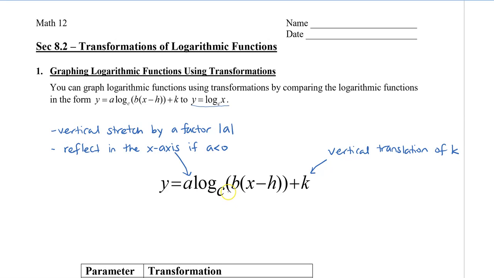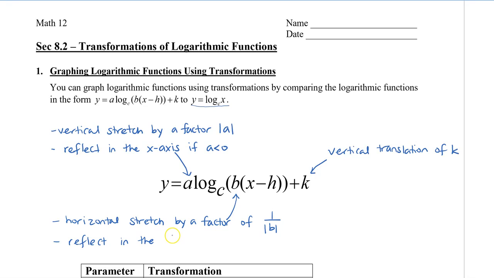All right, and then we have our b, and this creates a horizontal stretch by a factor of 1 over the absolute value of b, and it reflects in the y-axis if b is less than 0. And then the other value that affects our horizontal direction is the h. The h gives us a horizontal translation, and this will be of h.